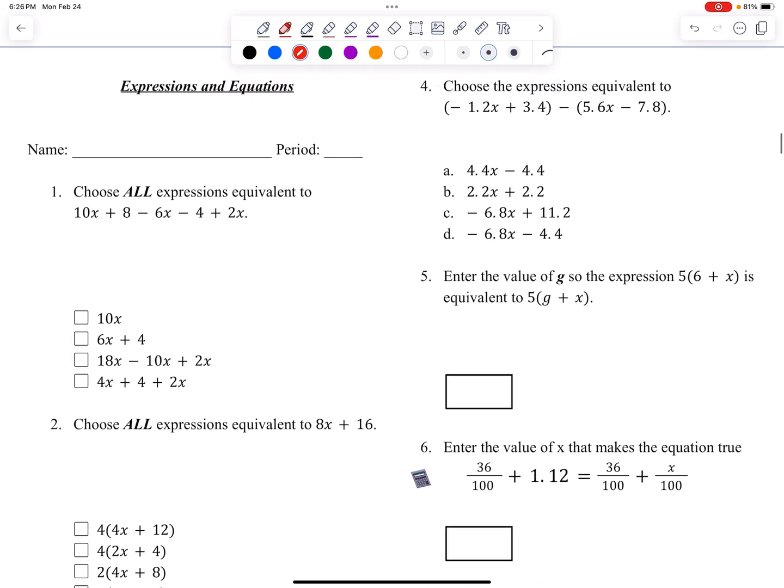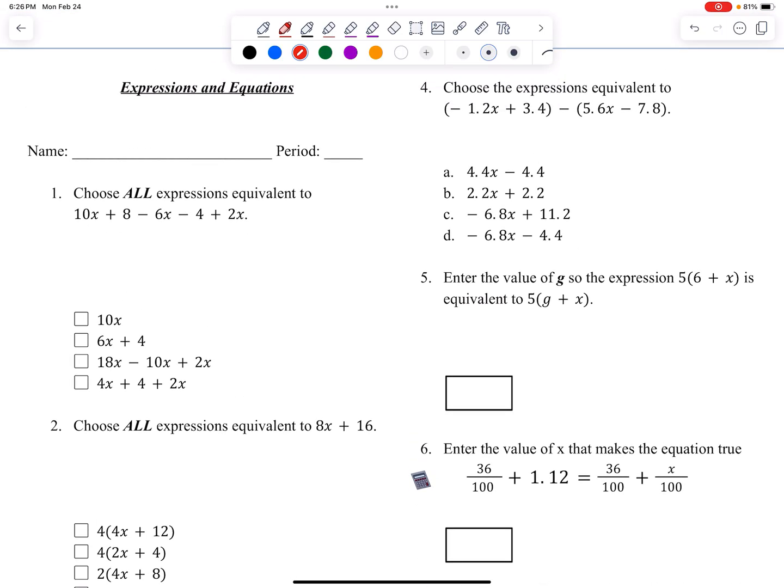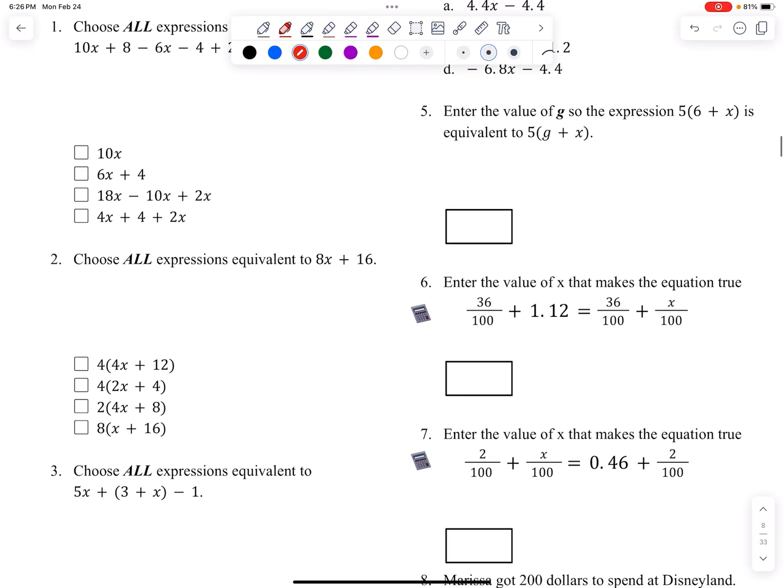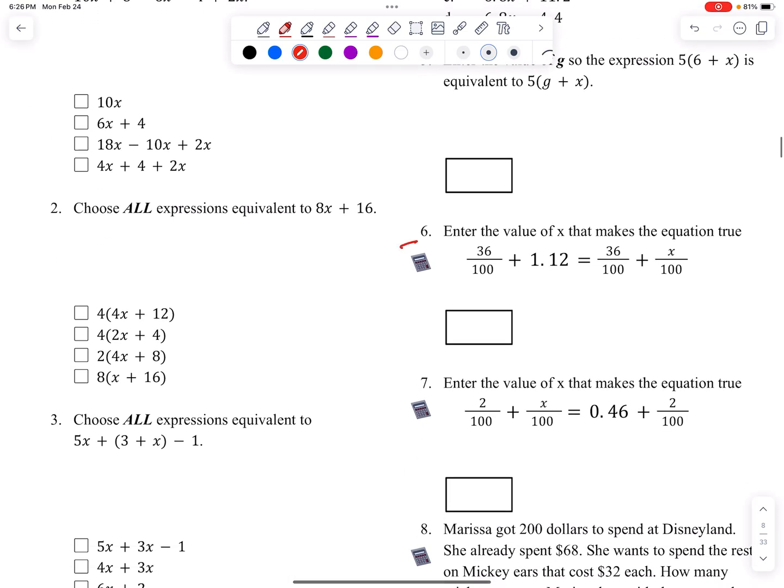So I see some choose all. I can see a choose expressions equivalent. So that to me means you got to simplify, aka combine like terms. Oh, here's another one I said earlier. That one is special. Oh, there it is again. Okay, you'll see what I'm talking about when we get through these.